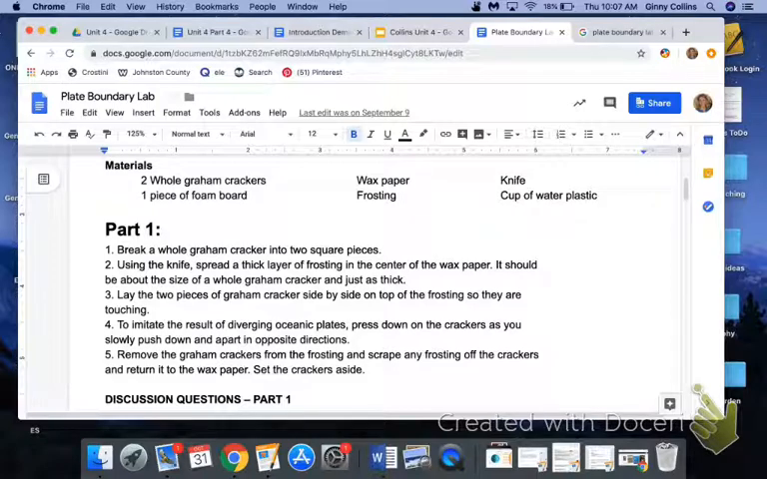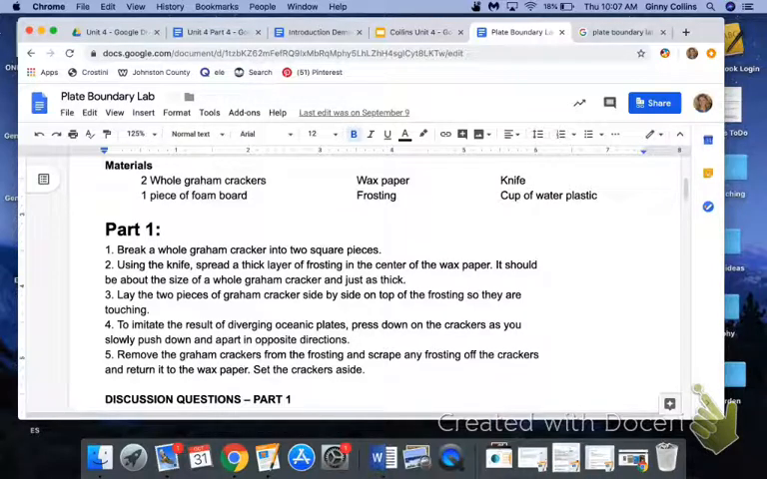You're going to get graham crackers, a piece of foam board, wax paper, and frosting. You probably won't get a knife. All the knife is used for is to spread the frosting. You can use a graham cracker for that. There will be a cup of water in the back. This cup of water is not your group's, it is the class's cup of water. So there's no need to bring that cup of water with you.